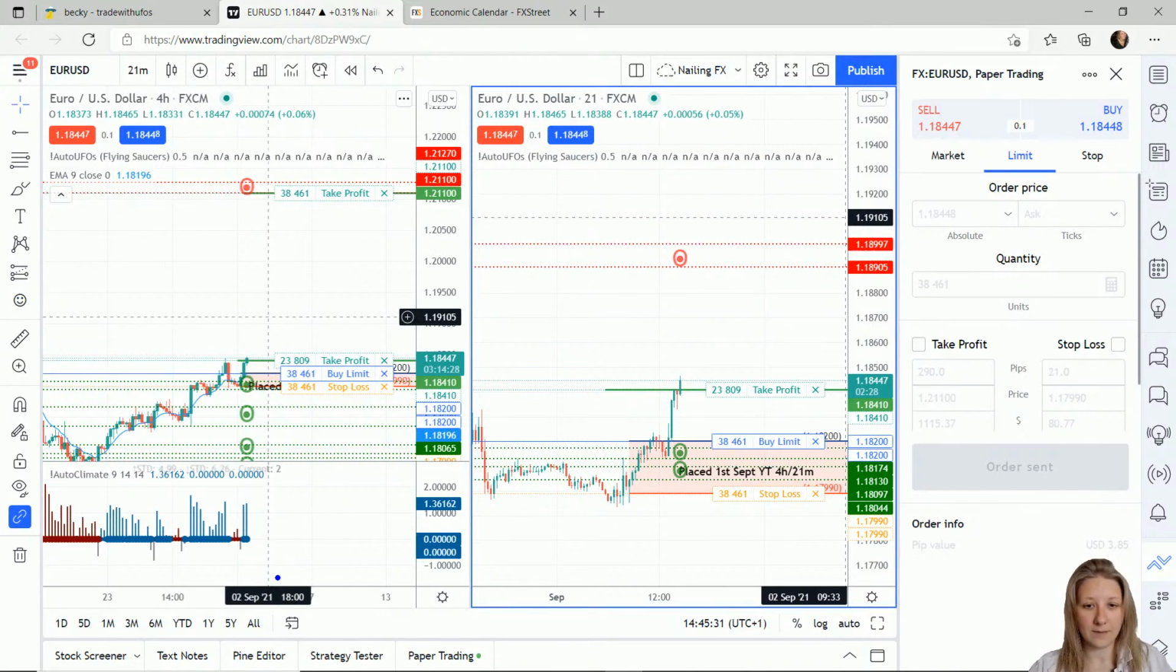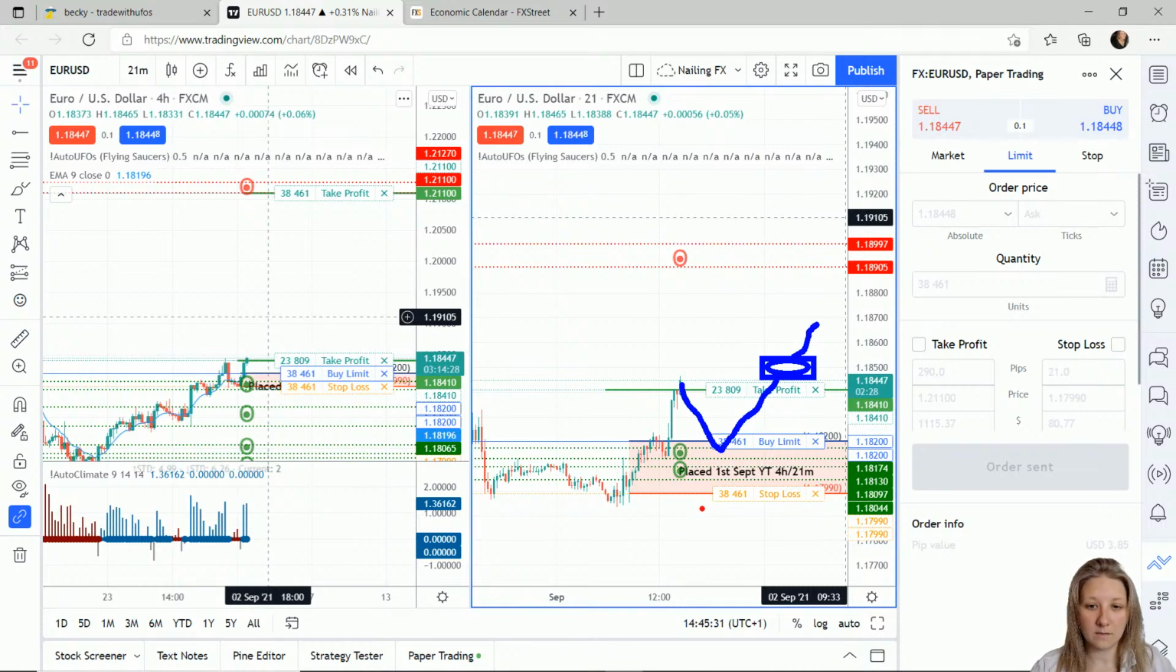Another way of doing it is to trail your stop loss behind UFOs. So let's say price comes in, goes off, hits our safety target, happy days. We're now in a break-even trade. And let's say a new UFO forms here. Now a new UFO shows us that there are buy orders.